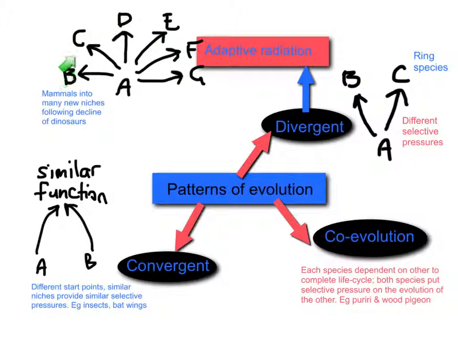So here you can see B, C, D, E, F, G are all new species being generated from a common point of origin. Now this often occurs when a huge number of new niches have become available for occupation by new species. Another classic example is mammals taking up a huge number of new niches when the dinosaurs died out and became extinct, or basically their populations were declining.